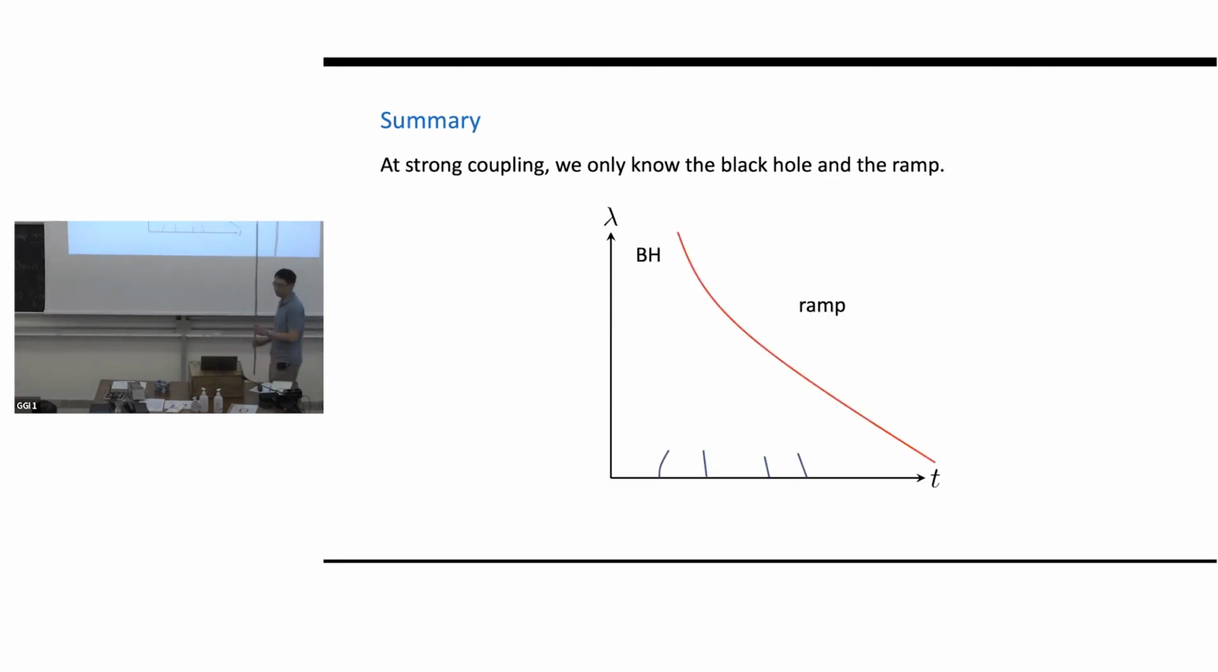Now, as you go to strong coupling, in the strong coupling limit, in other words, the coupling is very, very large, to my knowledge, we only know two phases. We only know the black hole phase and the ramp, okay? And as I argued, they should be separated by a phase boundary here.